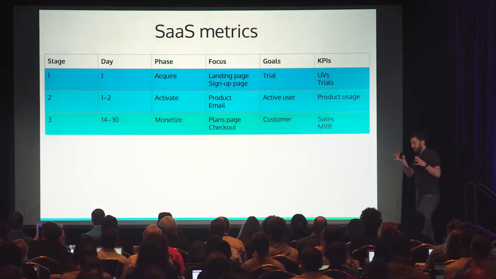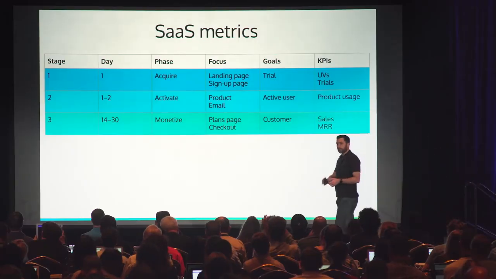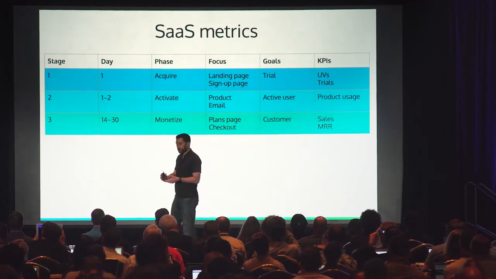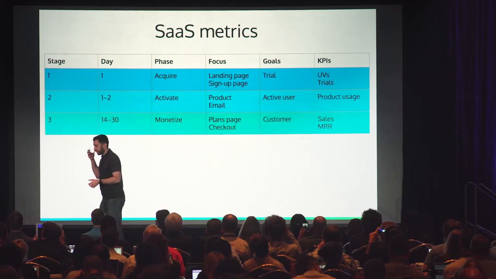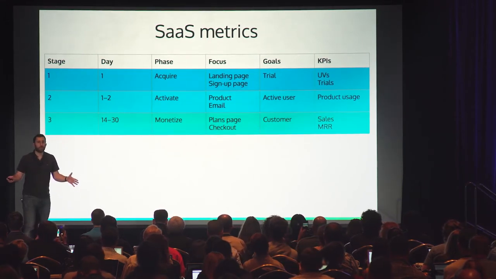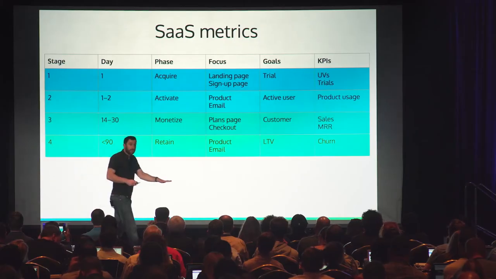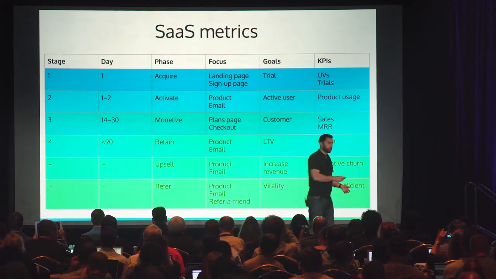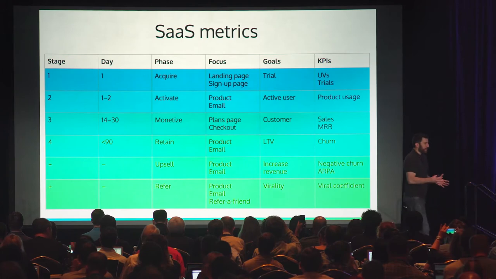This flow is already becoming incredibly complicated. It's lasting multiple sessions, multiple days, multiple platforms even, or devices. People are often looking at their email as well as the website, as well as the product. It may even involve multiple people in the case of GoToMeeting. Very few people have a conference call on their own. Then we have to retain the user, ideally upsell them, and possibly even get them to refer other users. So we have a very complicated flow.